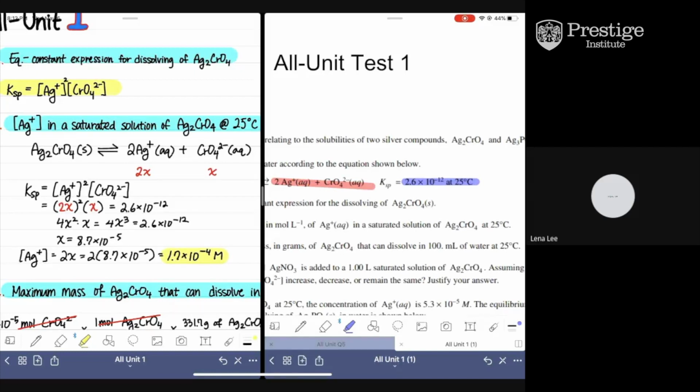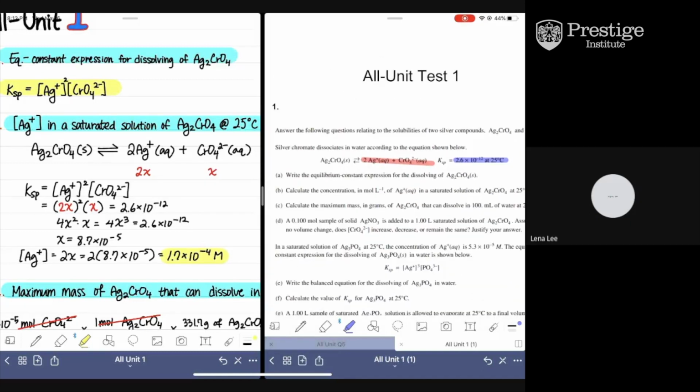And that is chromate's concentration, but in this case we're really looking for silver concentration, so we have to double that to get our final answer. 1.7 times 10 to the negative 4th is going to be our answer, and we are going to get 2 points. First one for the work, the stoichiometry that you went through, considering that once you find x, you have to double it. And of course, 1 point for correctly calculating silver ion concentration.